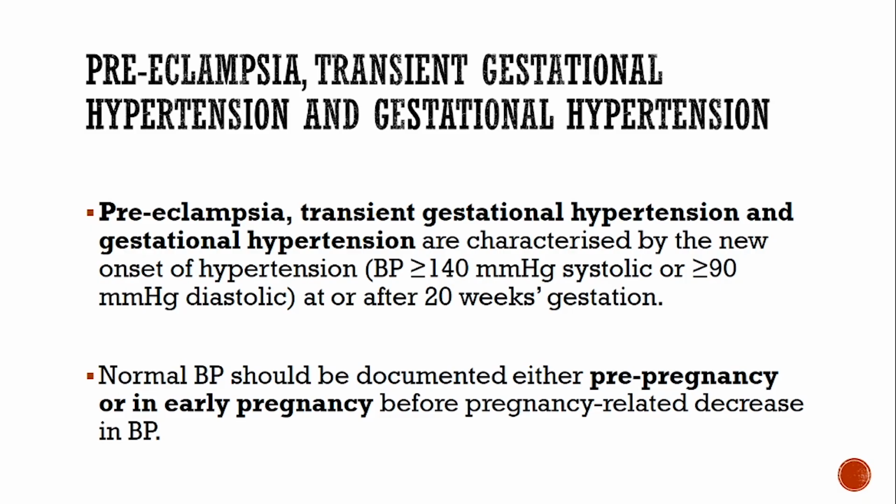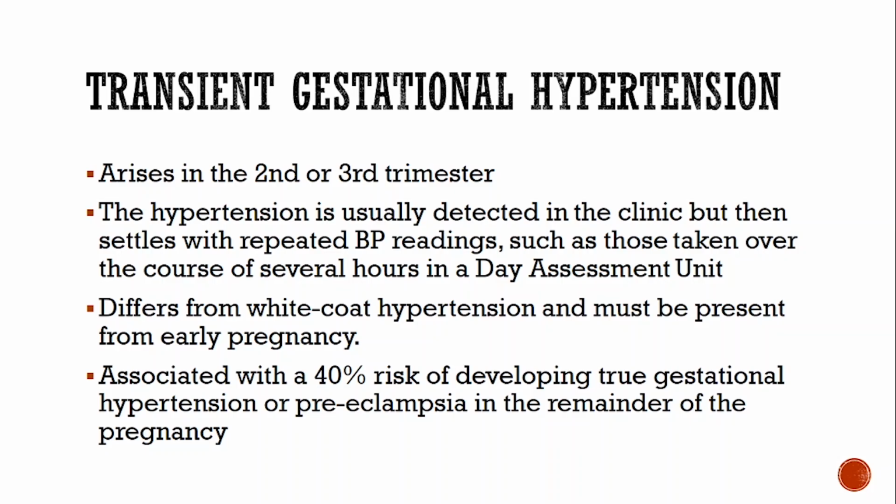Further recommendation: preeclampsia, transient gestational hypertension and gestational hypertension are characterized by new onset hypertension. We've mentioned this. Normal blood pressure is documented pre-pregnancy or in early pregnancy, before the pregnancy-related decrease in blood pressure. For transient gestational hypertension, we make a few statements.